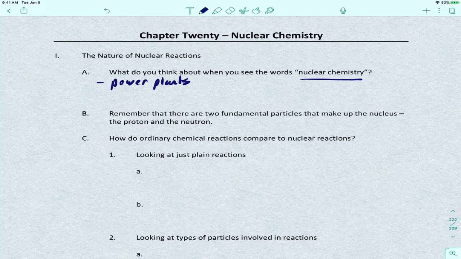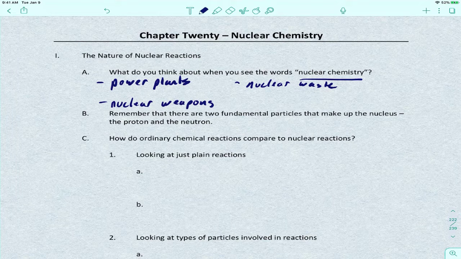We also have nuclear bombs or nuclear weapons, starting with the first atomic bombs that were dropped in Japan at the end of World War II, up until the weapons that every government in the world is trying to ban. Another thing that goes along with power plants and nuclear weapons is nuclear waste. That's one of the big problems with dealing with nuclear chemistry. After you complete the reaction, where do you put all the excess reagents? Where do you put all the waste?